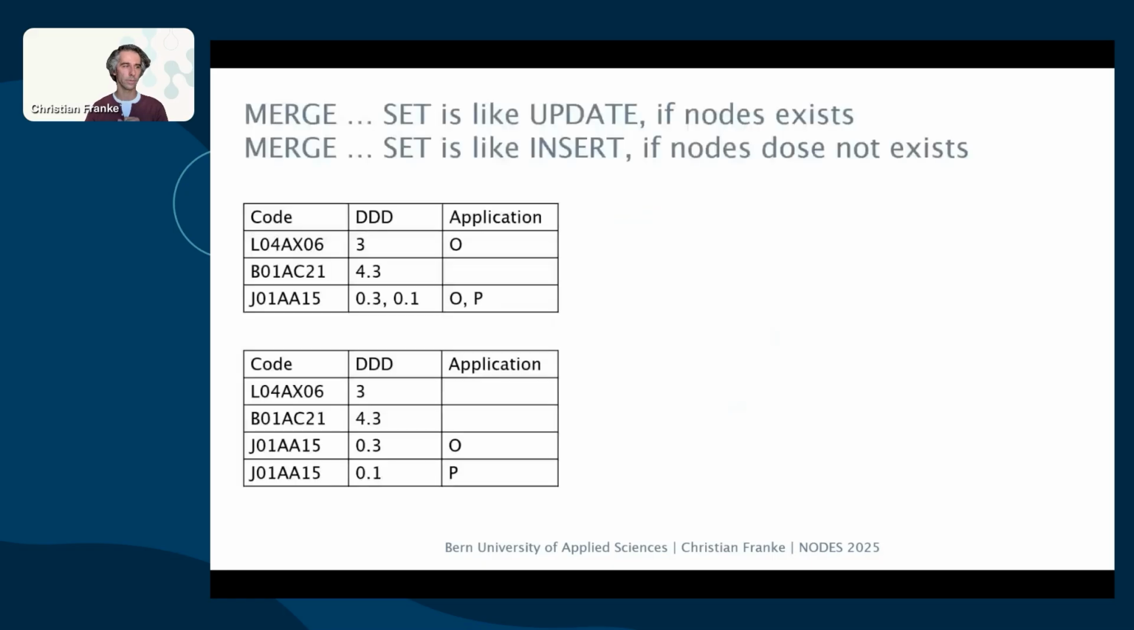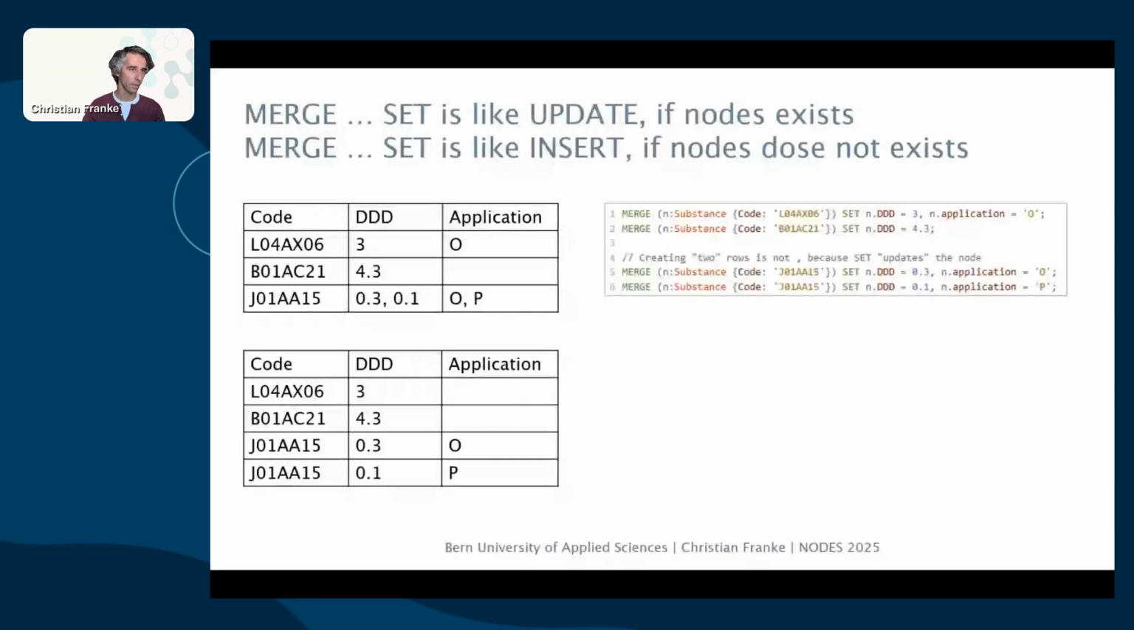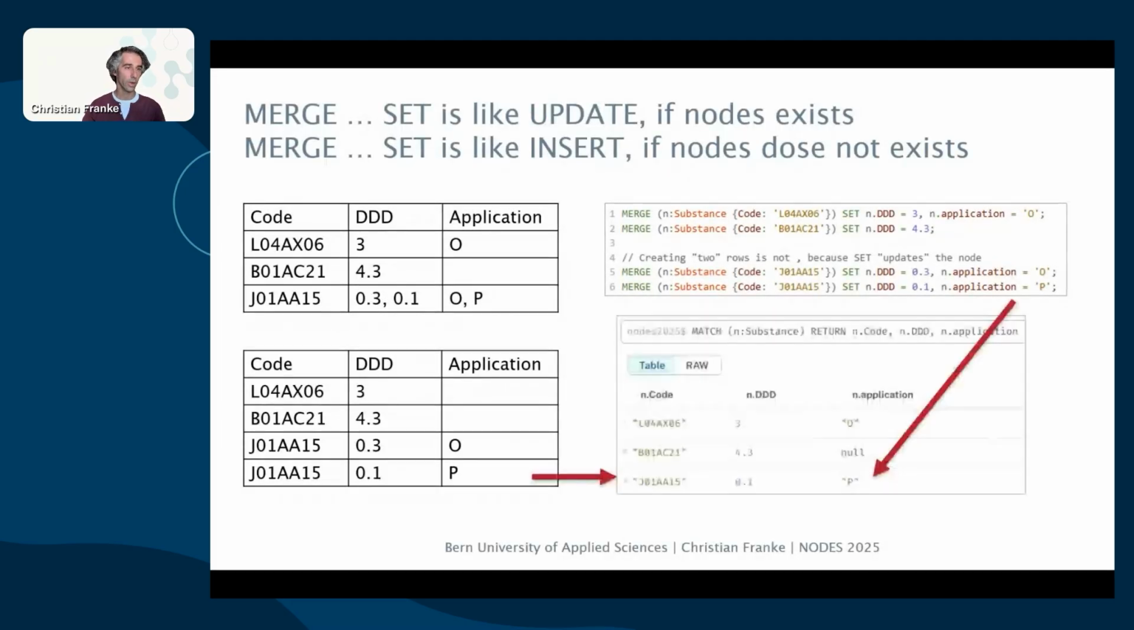Okay, so let's go on. If you have untidy data like this, in a data warehouse or BI tool, in general, you create 2 rows instead of 1 with an array. Then if you take these rows and convert them with a merge and set statement into your graph world, you get 3 rows instead of 4. Because depending on whether your node exists, this merge and set acts like an insert statement or like an update statement.